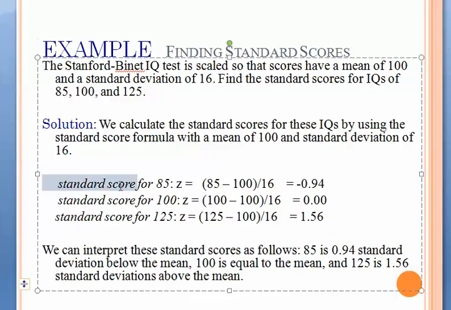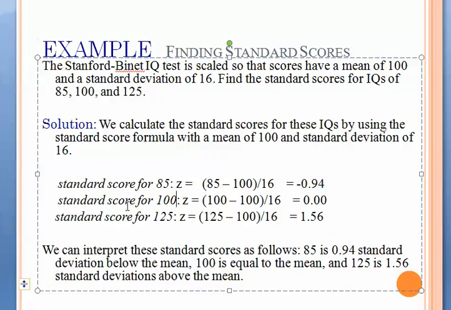So for the standard score for an IQ of 85, we take that 85 minus the mean, and you divide by 16. So do 85 minus 100, you get negative 15. Then divide by 16, we get a z-score of negative 0.94. Basically, that means that 85 is 0.94 or almost 1 standard deviation below the mean.